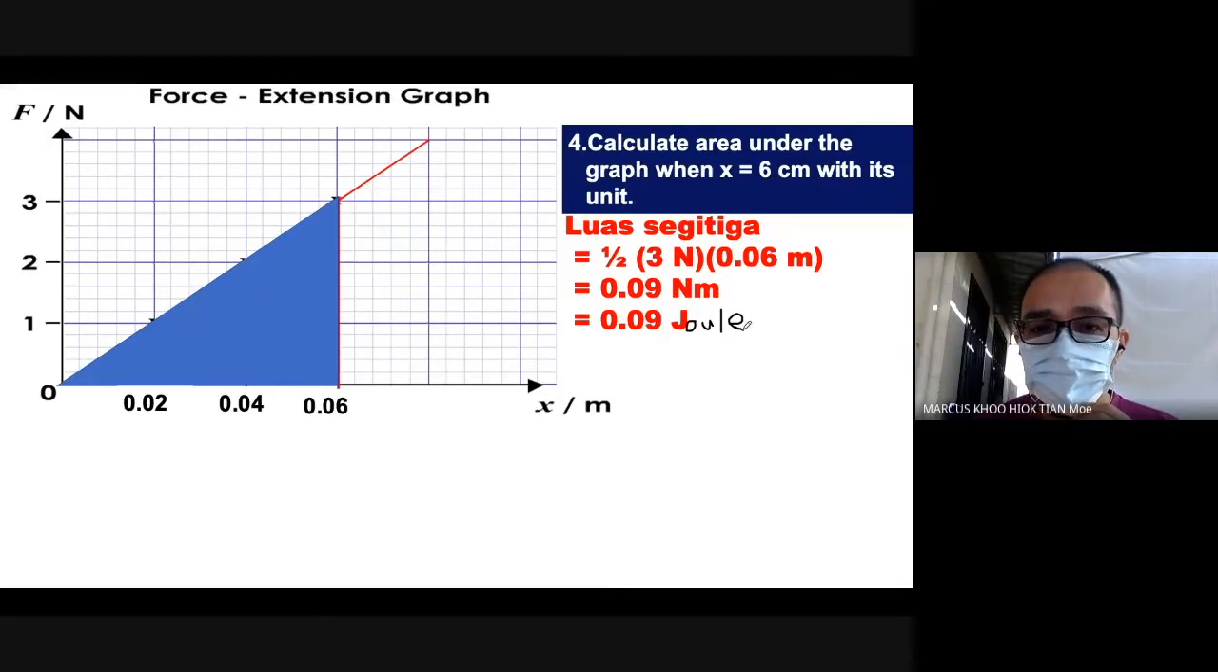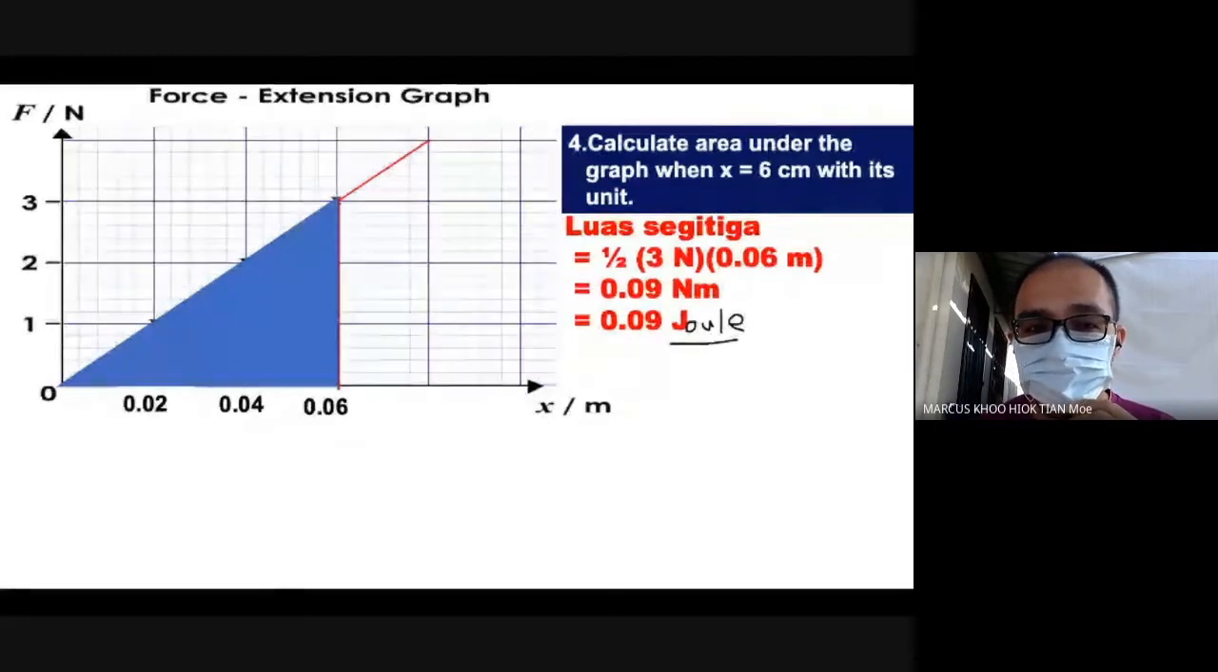So, whenever we think of joule, what do we think of? Joule is the unit for what? Do you guys remember?